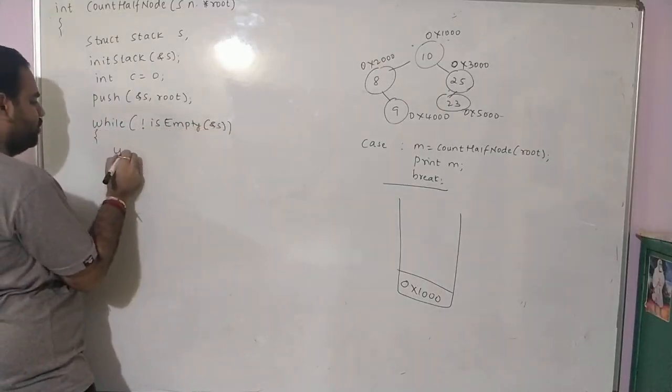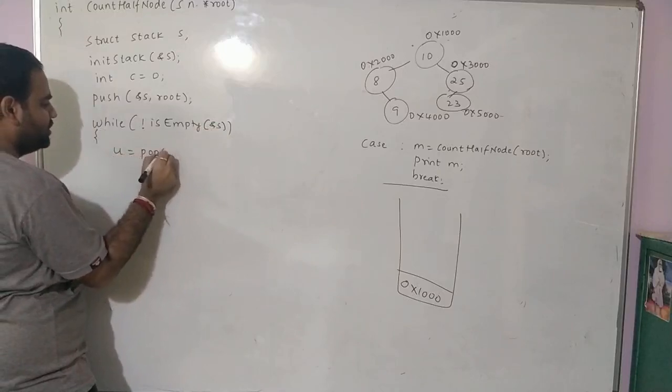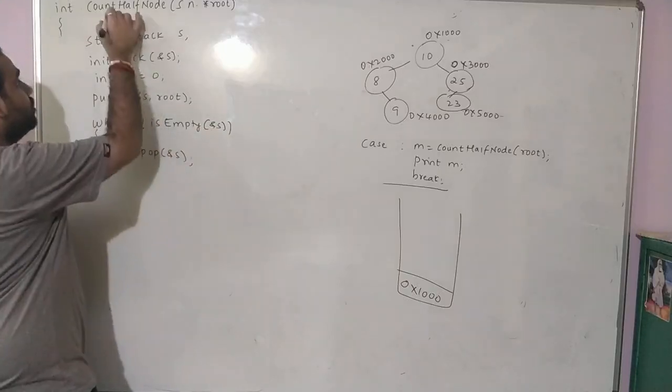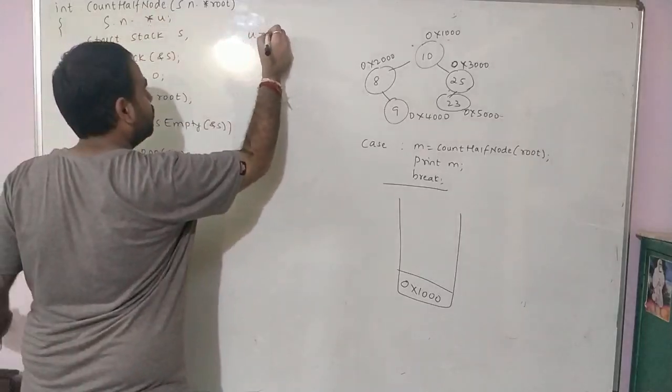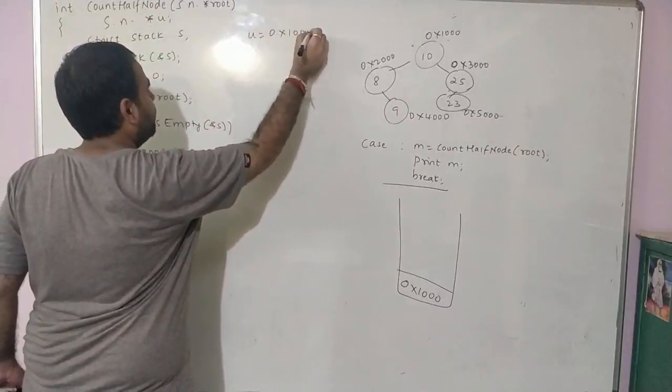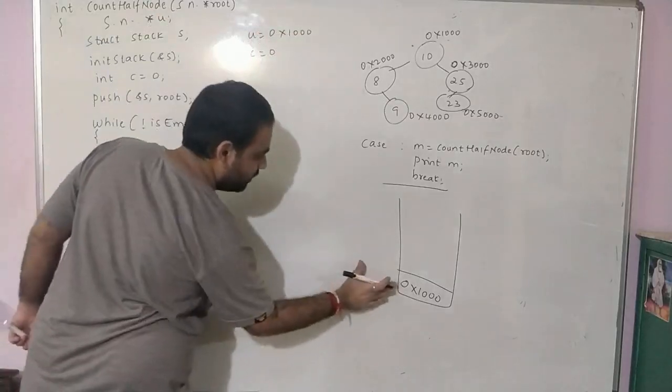What we need to do? You need to pop an item from the stack. Hence you say u is equal to pop, and I write struct node star u. Now when you say u is equal to pop, the value of u will be 1000 and the value of count is still equal to 0.